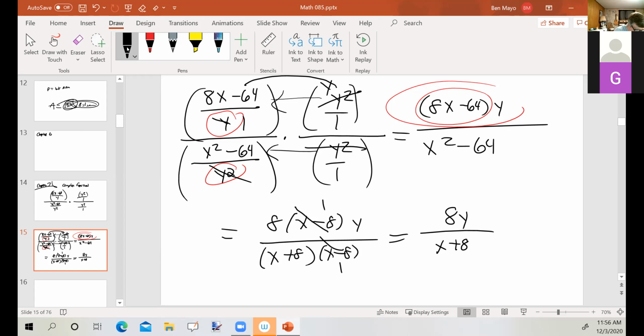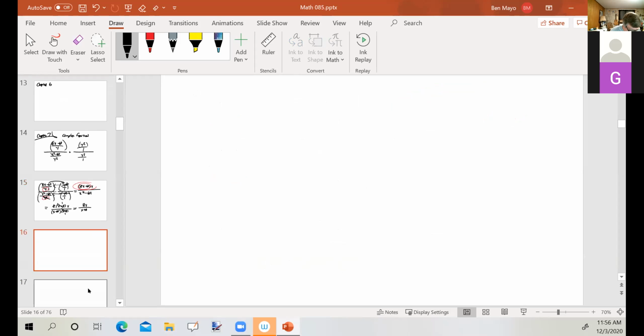Okay. The next section was solving rational equations, where you had an equation containing fractions and you multiplied both sides by the least common denominator to clear out the denominators, et cetera. Do you want to look at something to do with that? Yeah, can you do one of those examples, please?